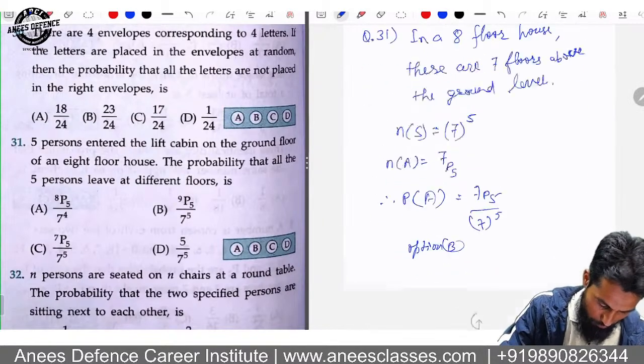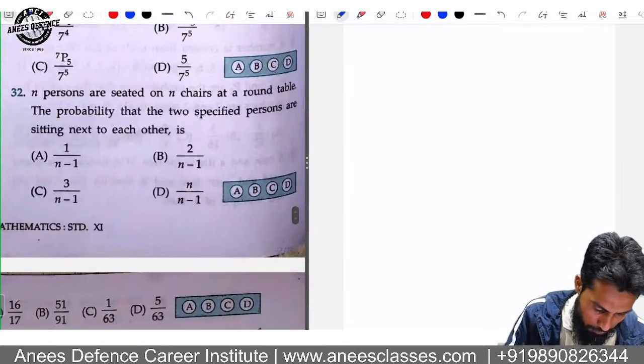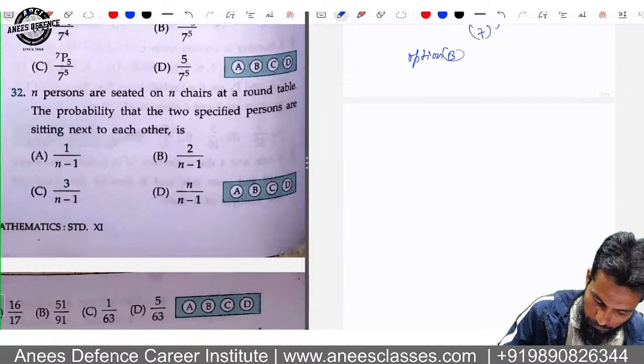See question number now 32. Now see how you are going to get this one. This is in the form of n, not exact values they have given.